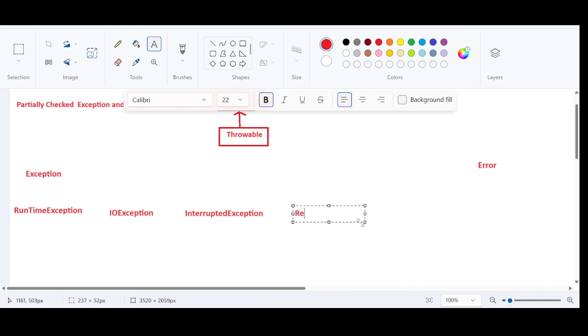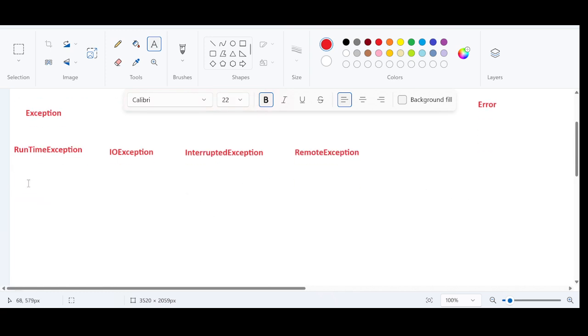There are so many exception classes available under the Exception class, but these four exceptions are the ones that commonly occur in real time. So we will discuss only the common exceptions, right? So under RuntimeException, we have many subclasses.